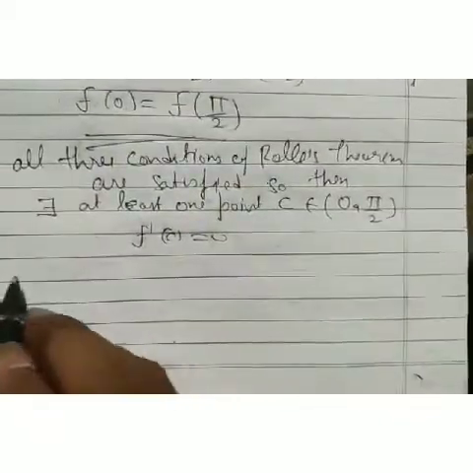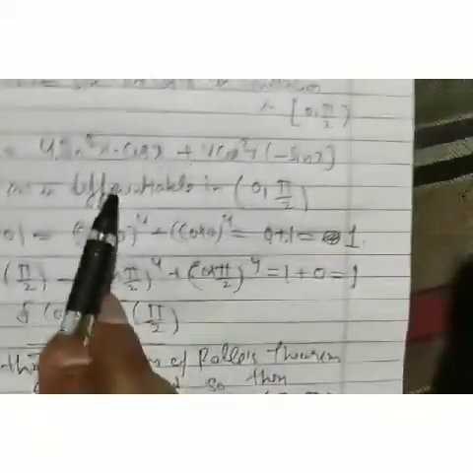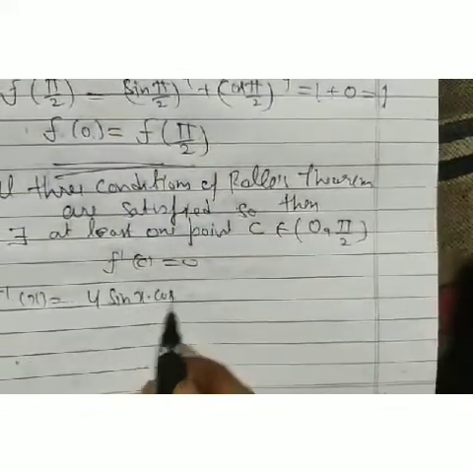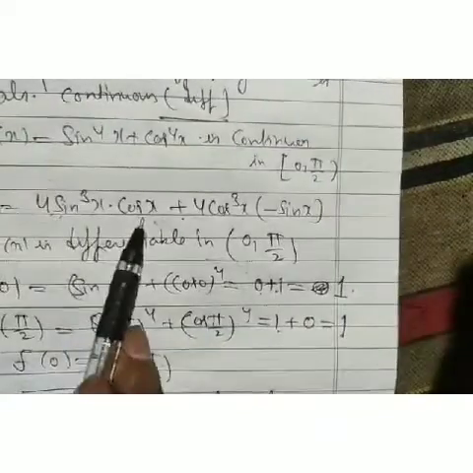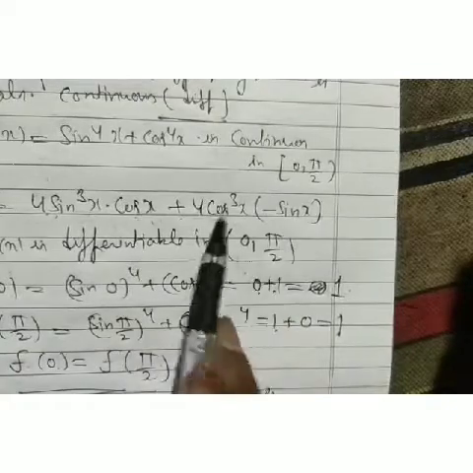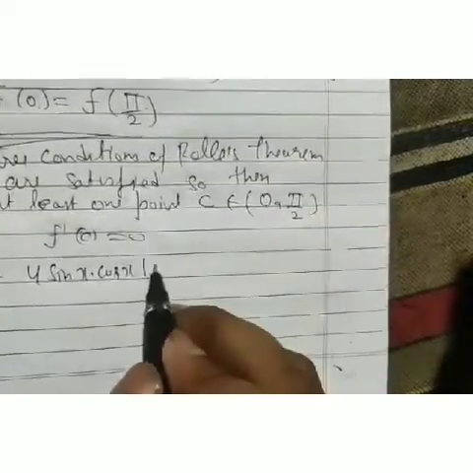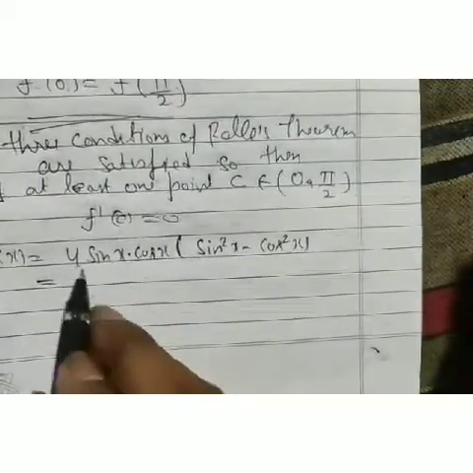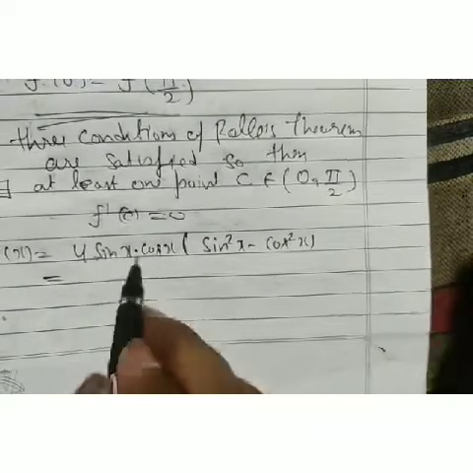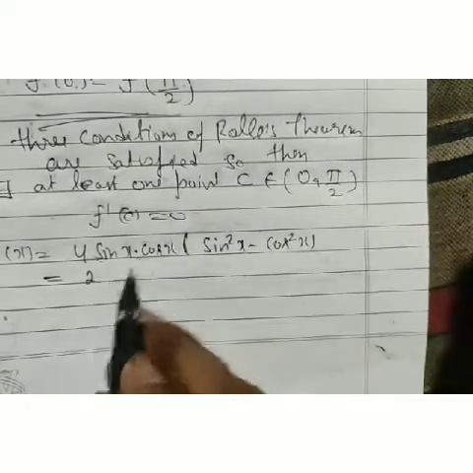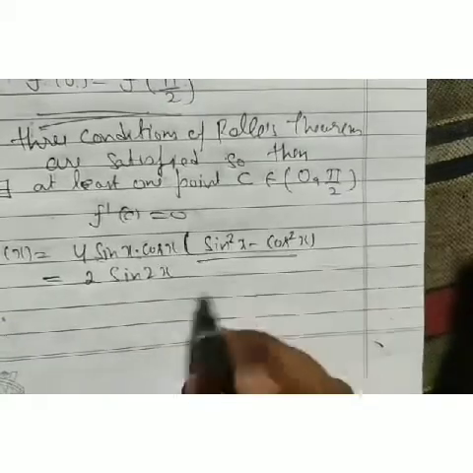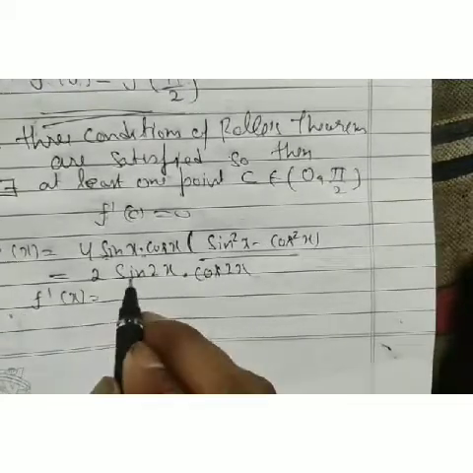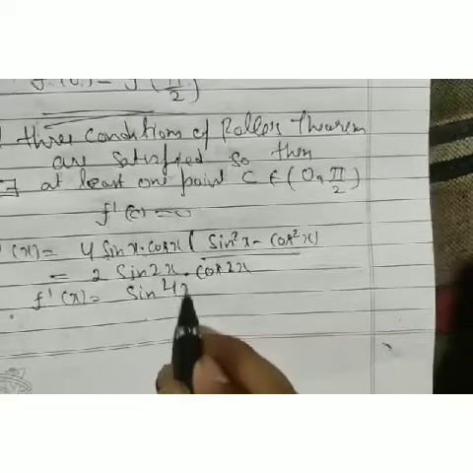Then our f'(x) can be written by taking 4 sin x cos x common, and here we get sin^2 x minus cos^2 x. Now if we take 2 sin x cos x, we have 2 here, then 2 sin x cos x is sin 2x, and sin^2 x minus cos^2 x is minus cos 2x. Then f'(x) is written as 2 sin 2x cos 2x, which is sin 4x.